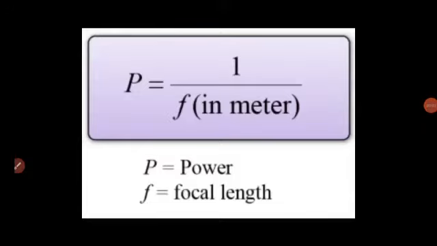Students, hence the power of a lens can be defined as the degree of convergence or divergence of light rays. So power of lens is numerically defined as the reciprocal of its focal length. So P equal to 1 by f in meter. Here P is power and f is the focal length. And then SI unit of power of a lens is diopter. It is represented by the symbol capital D.